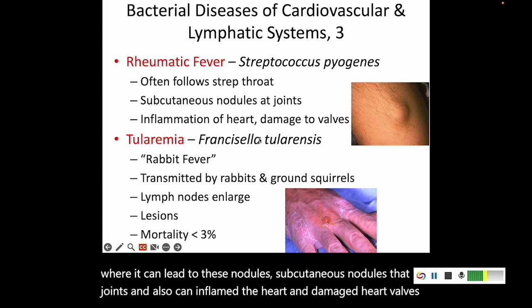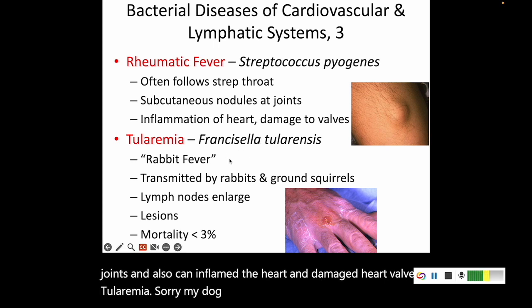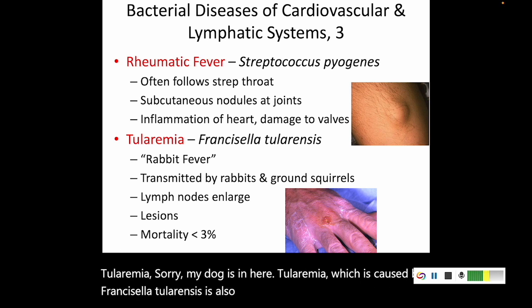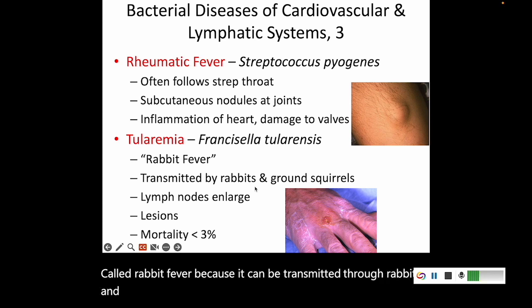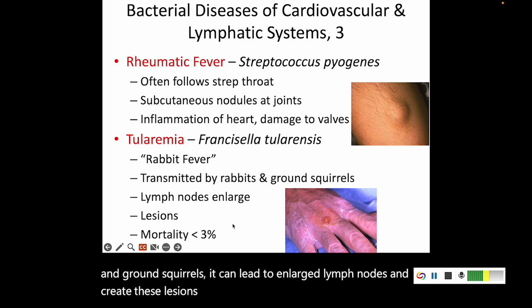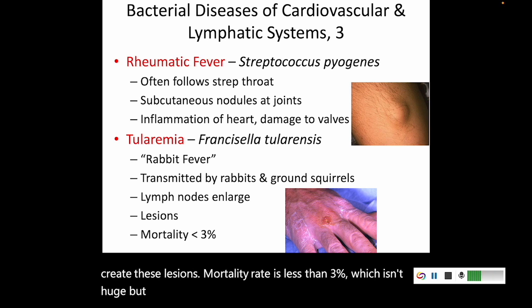Tularemia, which is caused by Francisella tularensis, is also called rabbit fever because it can be transmitted through rabbits and ground squirrels. It can lead to enlarged lymph nodes and create these lesions. Mortality rate is less than 3%, which isn't huge, but is also kind of significant.